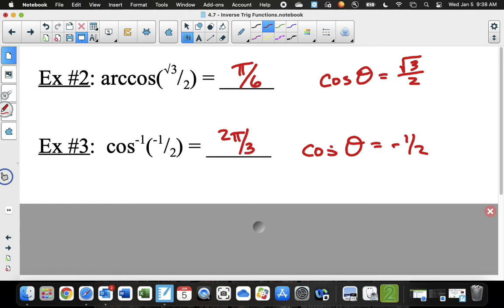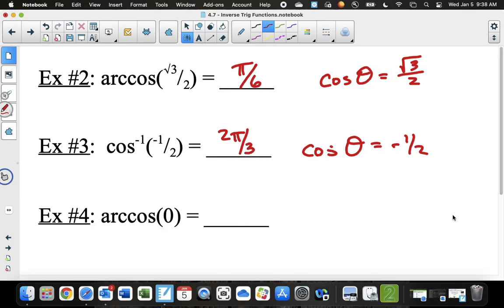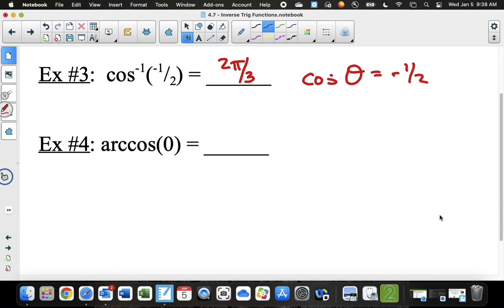Try the next one. On your own, see what you get. Where does the arc cosine equal? What's the arc cosine of 0? See what you come up with.